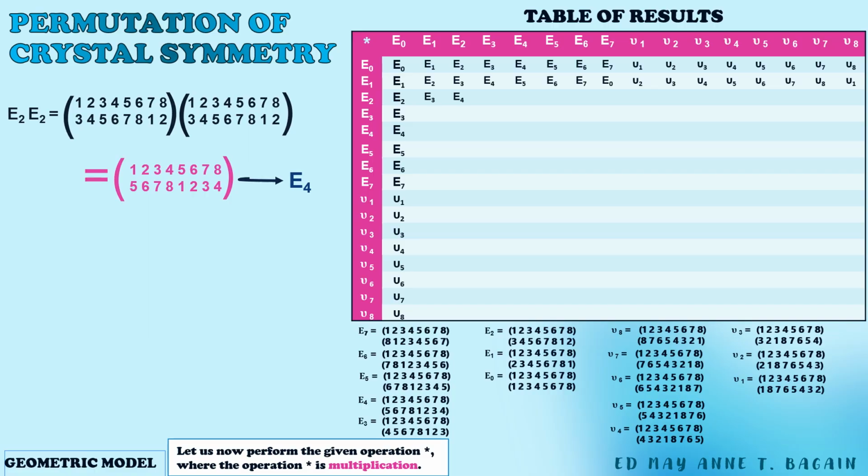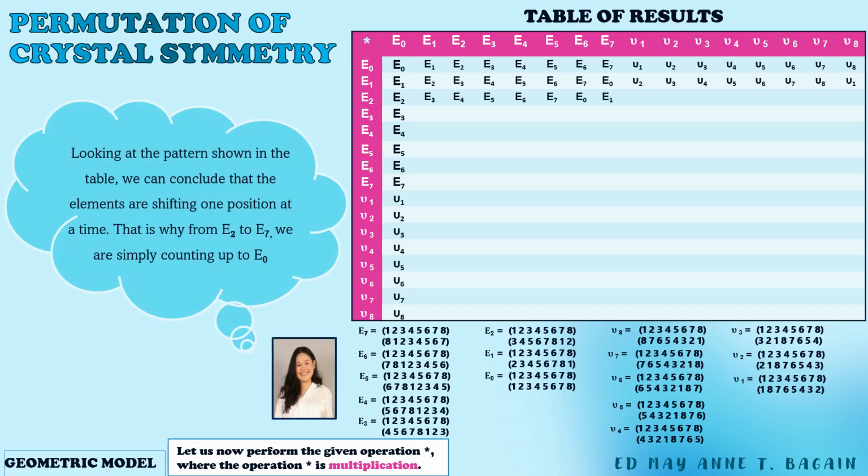So now, looking at the pattern shown in the table, we can conclude that the elements are shifting one position at a time. That is why from epsilon sub 2 to epsilon sub 7, we are simply counting up to epsilon sub 0. And then when we get to epsilon sub 0, it will just be 0 and then 1. Okay, so let's check the epsilon sub 2 to epsilon sub 1.